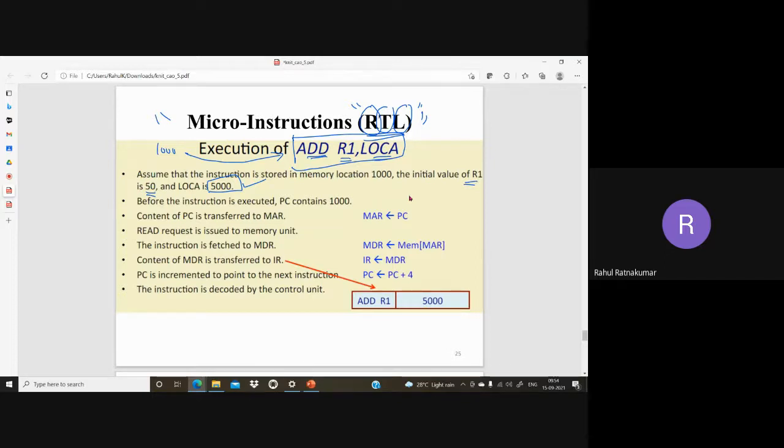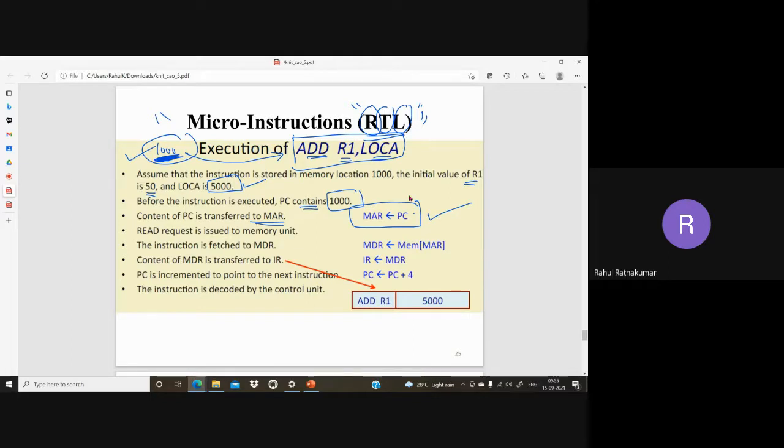Before the instruction is executed, PC contains the value 1000, because this is the location from which I am going to fetch the instruction. So the content of PC is transferred to the memory address register, because I need to take the instruction from this location. MAR should have this value. PC means it points to the next instruction which has to be executed. The next instruction is stored in 1000. So the PC value has to be given to MAR so that I can fetch that instruction from memory. The first step is PC value going to MAR.